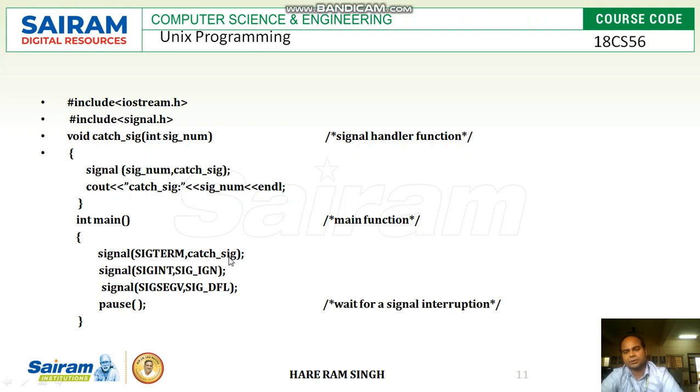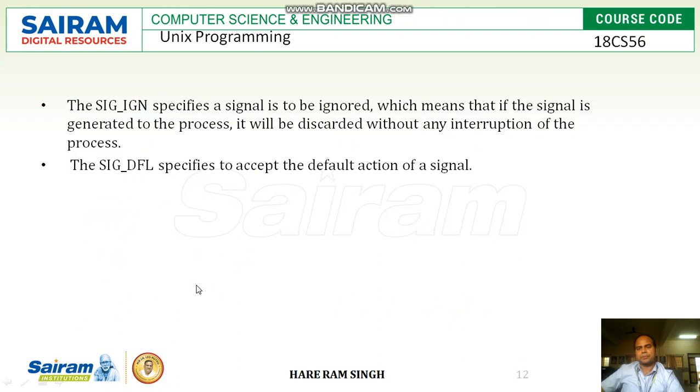The SIGTERM signal needs to be caught, so corresponding to SIGTERM the second argument is catch_signal. The SIGINT signal needs to be ignored, so for SIGINT we are assigning SIG_IGN. For SIGSEGV, the signal needs to take the default action, so SIG_DFL, and then pause. This is called the user defined signal handler function, and this is the main function. This pause is used to wait for the signal interruption.